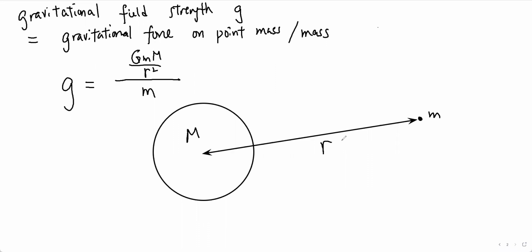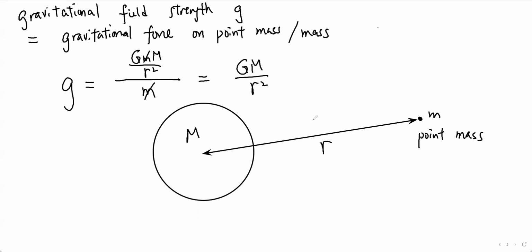Yeah, so it's GMm over r squared. So that is a gravitational force, is it? On the small m, on the point mass. So then you cancel out the mass in the equation. Then you can get the final formula for the gravitational field strength. This is one formula that you need to remember.